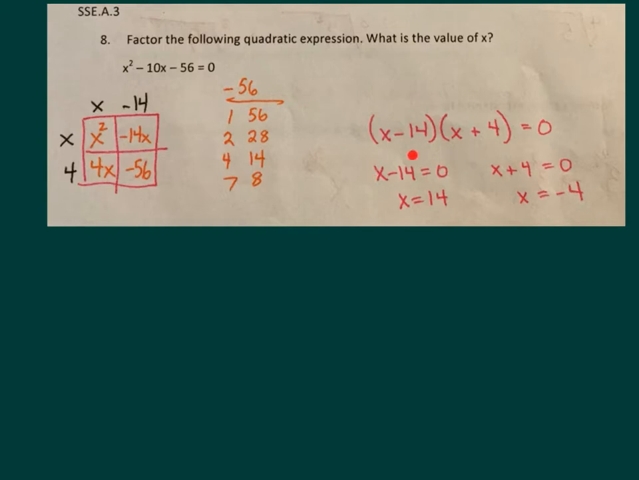Then I had to take each one of these and set it equal to 0 to solve for that. So my final answer would be right down here, x equals 14 and x equals negative 4.